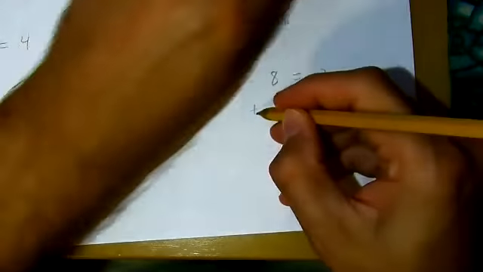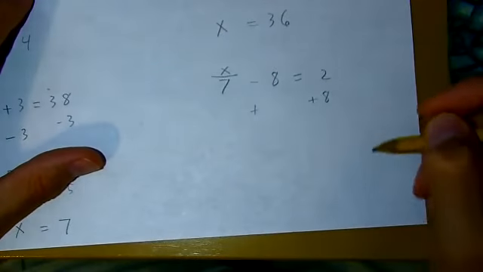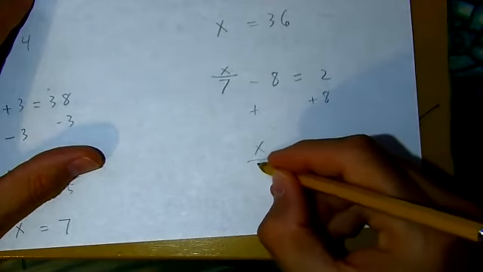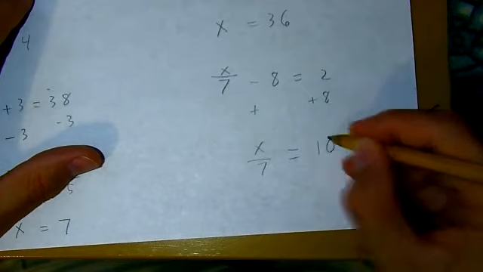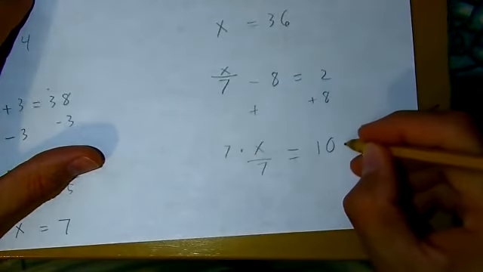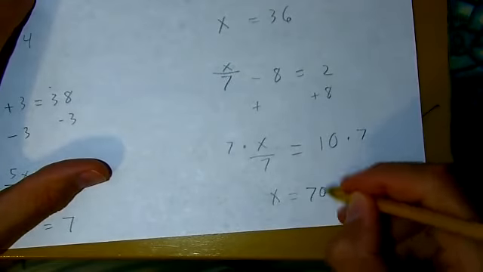Here you should have added 8. And then multiplied by 7. X is 70.